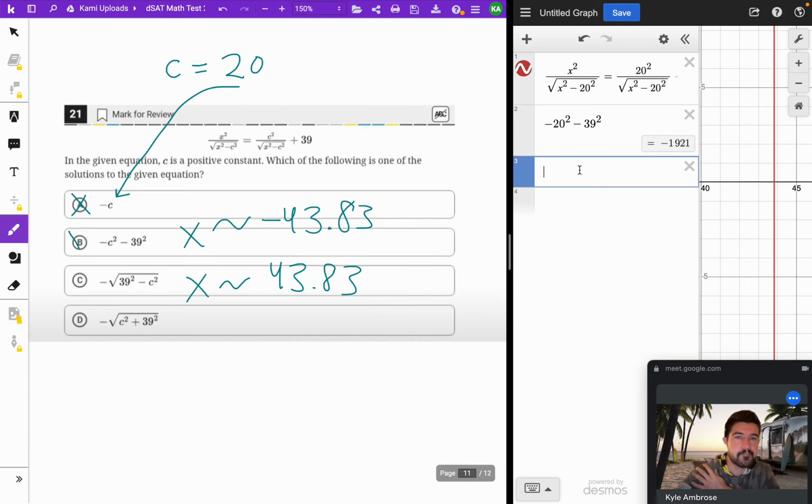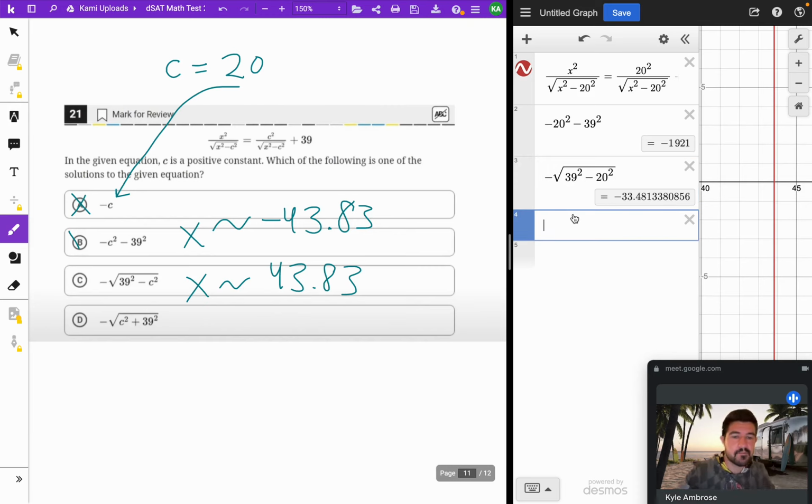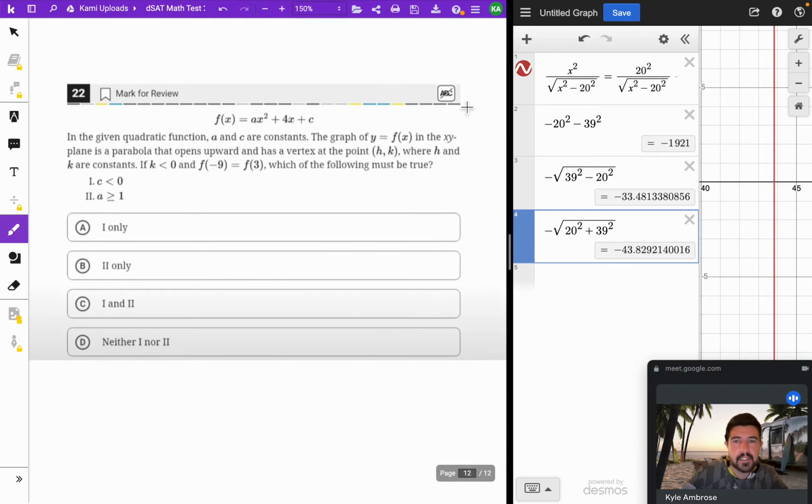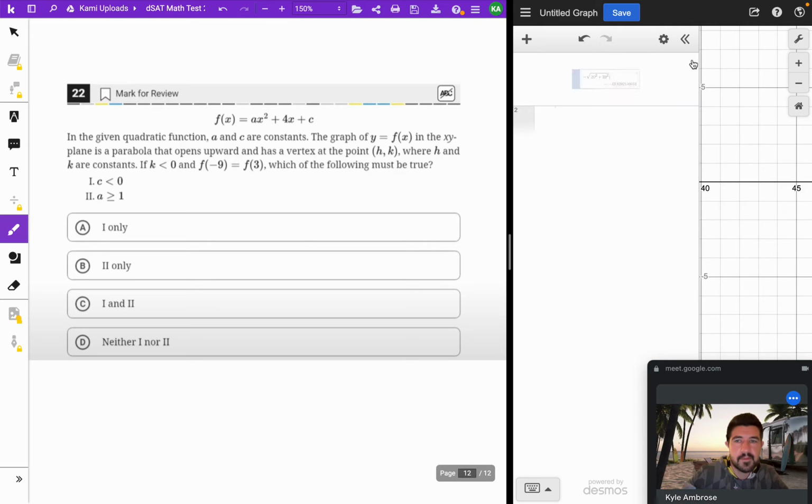What about C? Type it in just like you see it. Negative square root 39 squared minus C squared, which is 20 squared. Negative 33. We're getting there, but that's not an answer either. So it must be D. D would be the answer. Let's just confirm it. Negative square root C squared, which is 20 squared, plus 39 squared. Bingo. Negative 43.83, which is exactly what we came up with for our answer. So D must work.